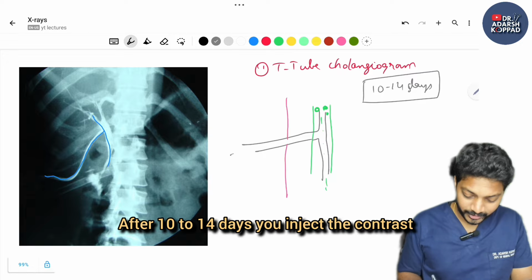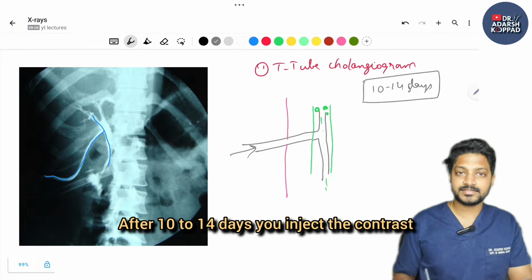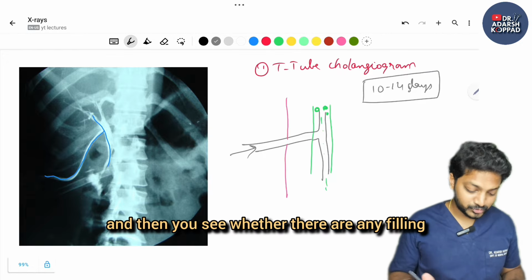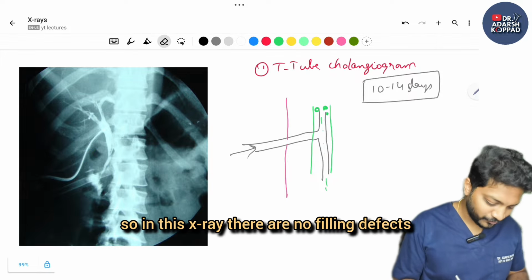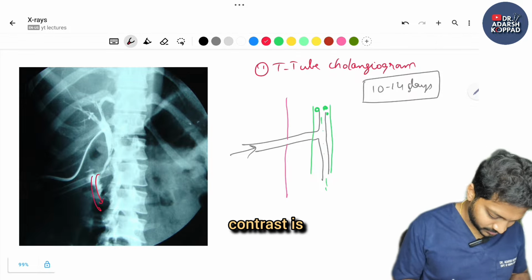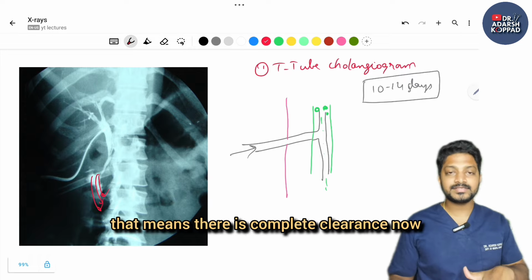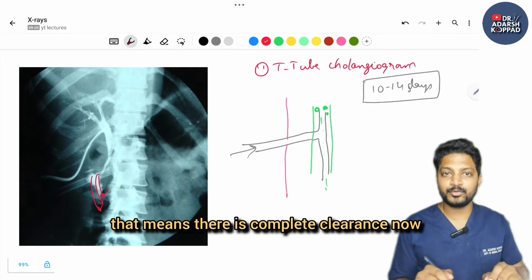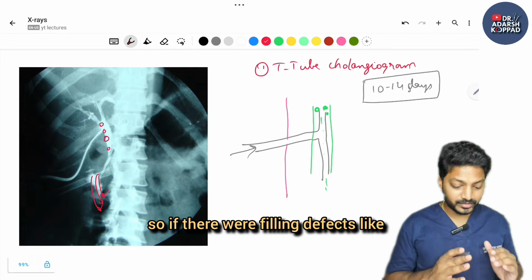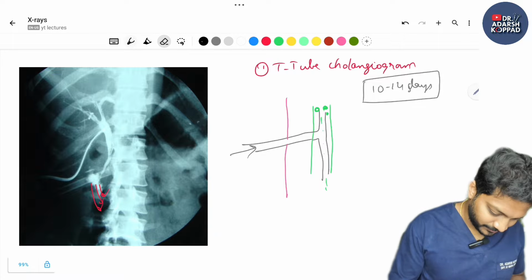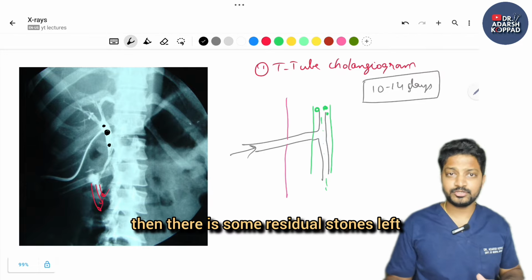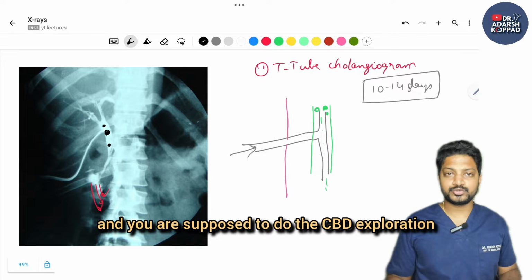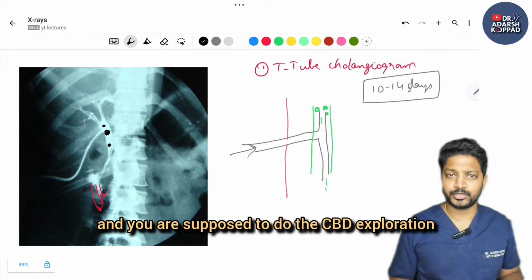So after 10 to 14 days, you inject the contrast, you take the X-ray, and then you see whether there are any filling defects in this X-ray. So in this X-ray, there are no filling defects, and the contrast is draining into the intestine. So that means there is complete clearance. Now you can remove the T tube. So if there were filling defects, like there were black colored holes here like this, then there are some residual stones left, and you are supposed to do the CBD exploration.